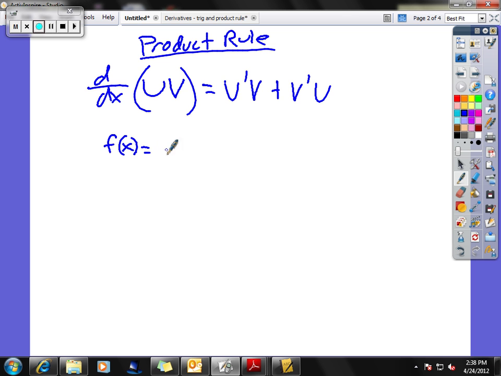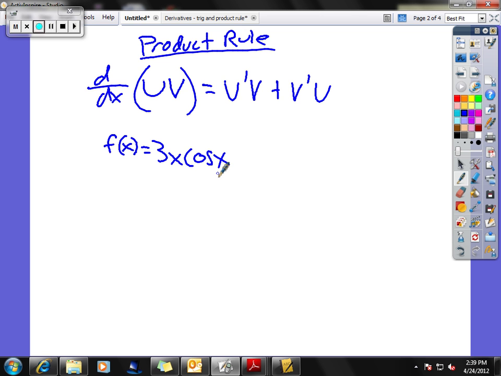Let's say f of x equals 3x cosine x. Now, this is different than just 3 cosine x because you have another x here. That complicates things. When you have x's in two places, you've got to do either the product rule or something else, but for now it's going to be the product rule.